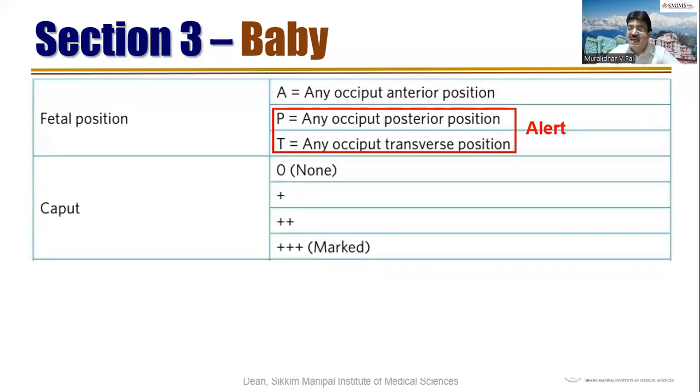And now comes the caput. Caput, 0 is none, 1+, 2+, 3+. 3+ is inseparable or molding. And as far as caput is concerned, it is not going to go away that easily, and head is very high. So of course, 3+ is bad.